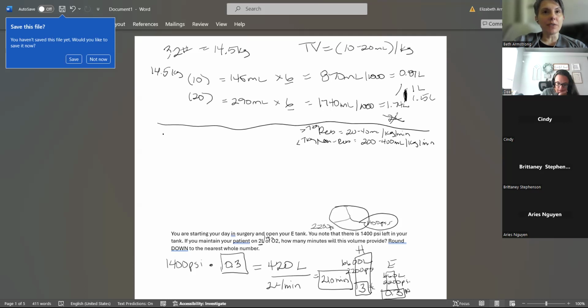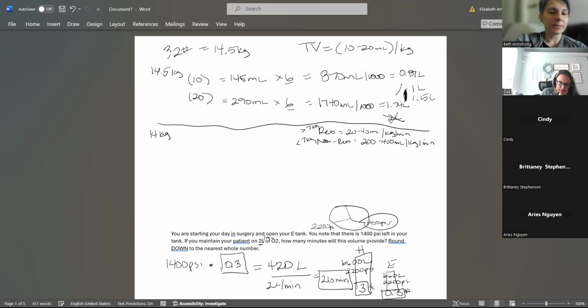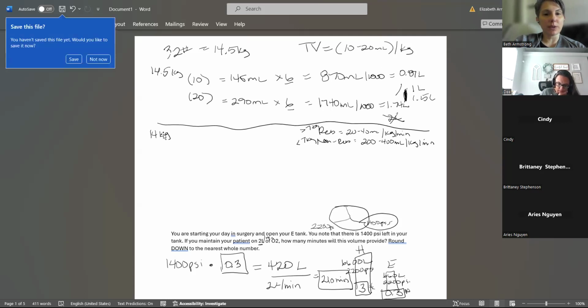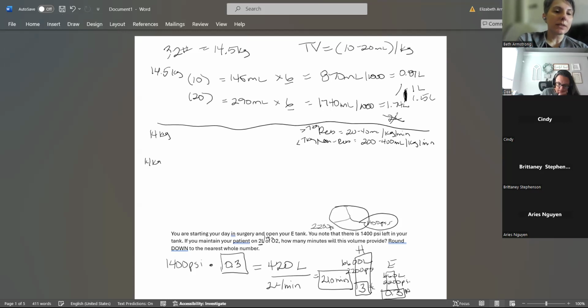So obviously for VTNE purposes, they're going to give you something very simple. They're not going to throw in, well, they're fat, so put them on something different. No, they're not going to do that. So let's say that our patient is 14 kilograms. First, which one are we going to use? Rebreather, non-rebreather, which one? Rebreather. Rebreather, very good.